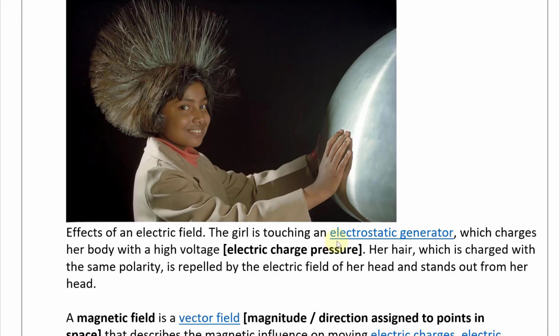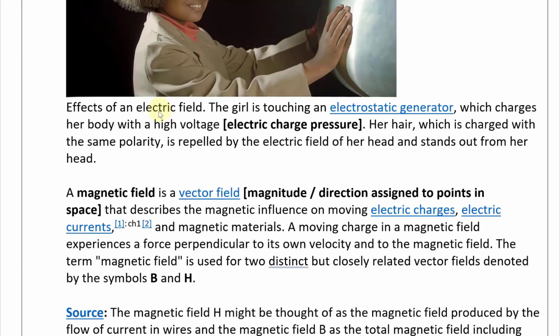The girl is touching an electrostatic generator, which charges her body with a high voltage, which is electric charge density or pressure. So this is high amounts of charge condensed into a small area. Her hair, which is charged with the same polarity, is repelled by the electric field of her hair and stands out from her head. So it's charging up, and these all build up the same charge, so they just want to separate and move away. So her hair's flying away.